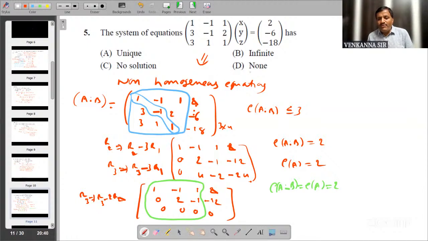So what type of equations are they all? First of all, non-homogeneous. What is the answer you will get here? Infinite number of solutions. Infinite. Both the ranks are 2, less than number of unknowns.